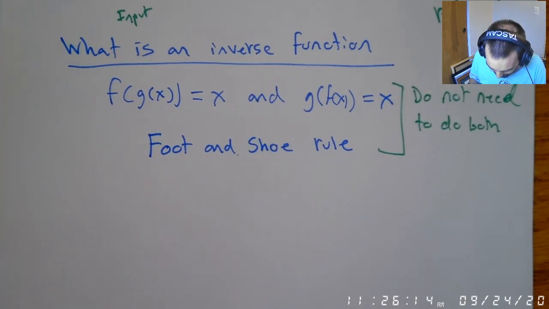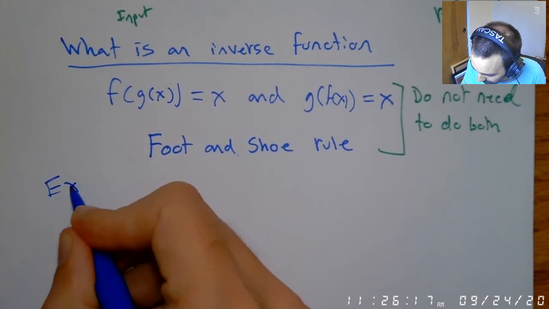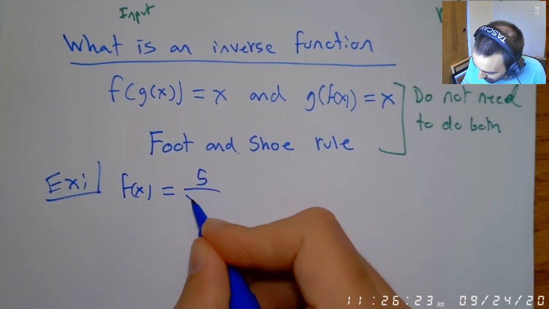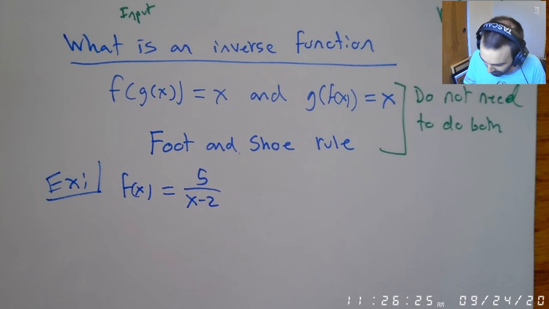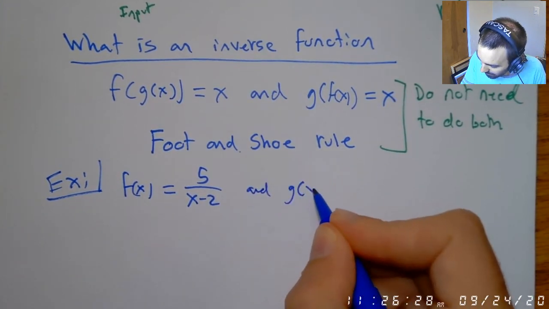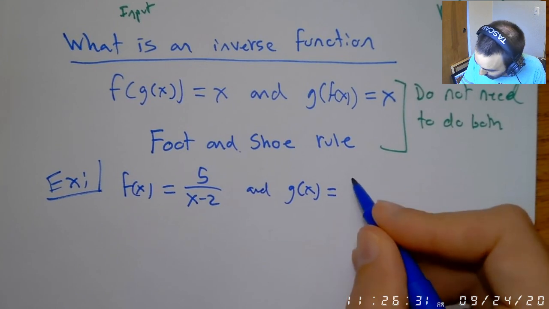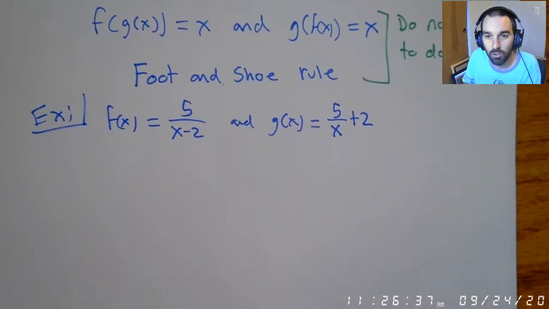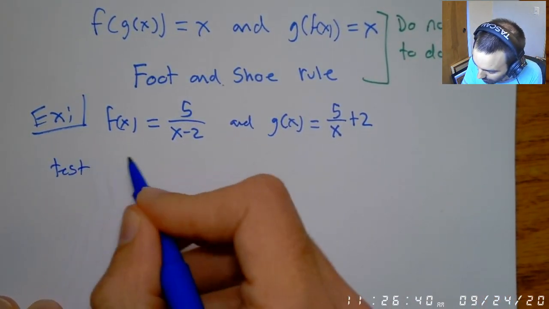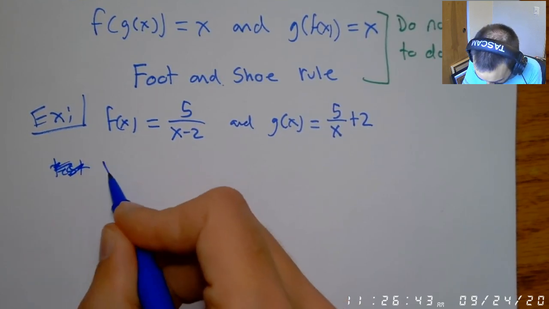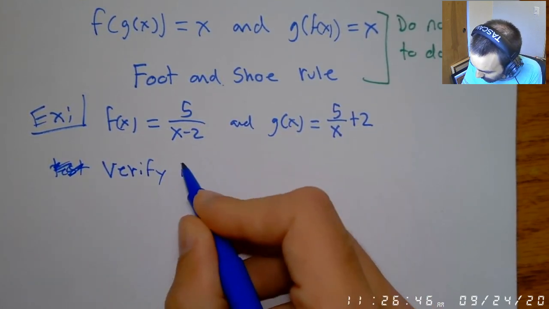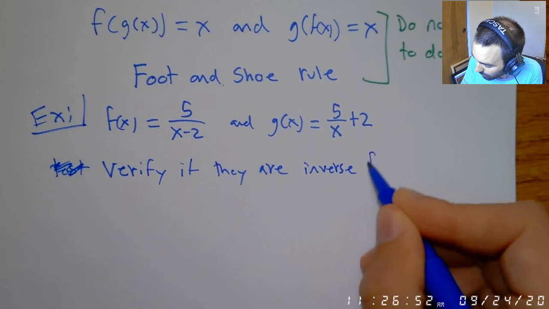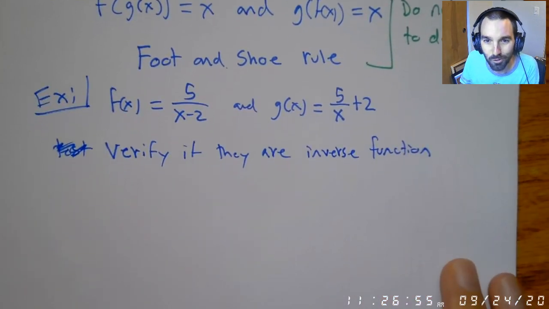So let's do an example of this. Let's say that f of x equals 5 over x minus 2. And let's say g of x equals 5 over x plus 2. So we're going to test, the book calls it, we're going to verify if they are inverse functions. All right. I know you guys are super excited.